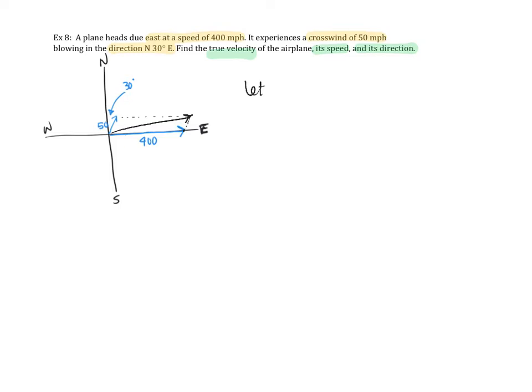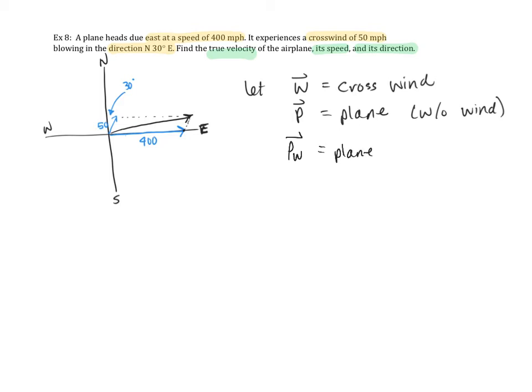So I'm going to just define some variables here. Let's let W be the crosswind, and then let's let P be the plane, and that without the wind. Okay, and then the plane as it's being affected by the wind, I'm going to just call PW. That's the plane with the wind. Okay, so I need to find the speed and the direction. So what I need is the speed, that's going to be the velocity of the plane with the wind, and then I also need its direction.